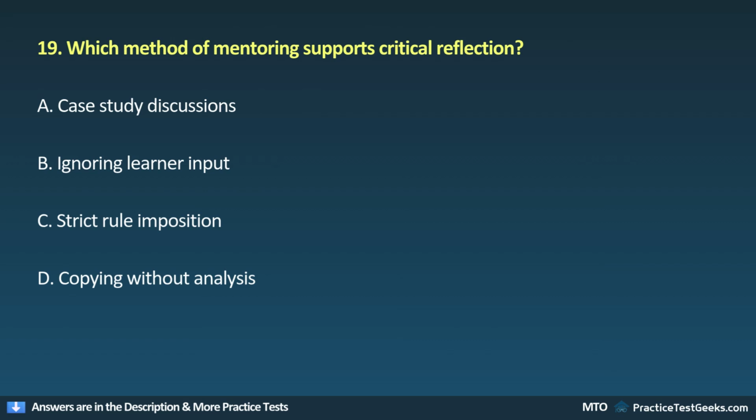19. Which evaluation tool provides the most reliable data for curriculum improvement? A. Exit surveys from trainees. B. Anecdotal notes from one trainer. C. Informal conversations. D. Supervisor opinions only.